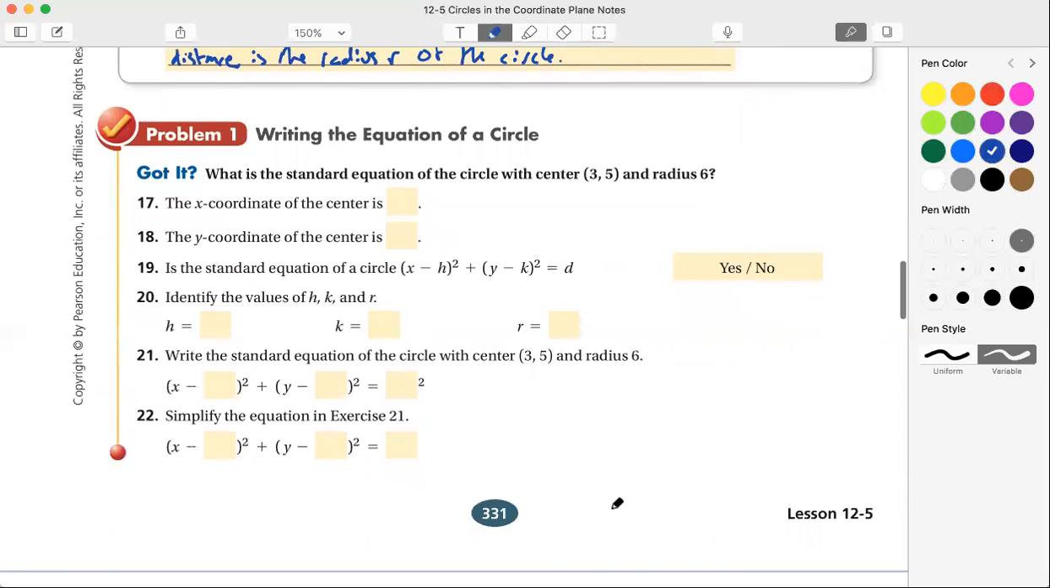Okay, so problem 1, write the equation of a circle. What is the standard equation of a circle with center (3, 5) and radius 6? So the x-coordinate of the center is 3. The y-coordinate of the center is 5. Is this the standard form of the equation? No, it's not. So identify the values of h, k, and r. h is 3, k is 5, and r is 6. Substituting that into the standard equation, (x - 3)^2 + (y - 5)^2 = 6^2. So the only thing we really have to do is simplify the radius. So we have (x - 3)^2 + (y - 5)^2 = 36. And that's it.